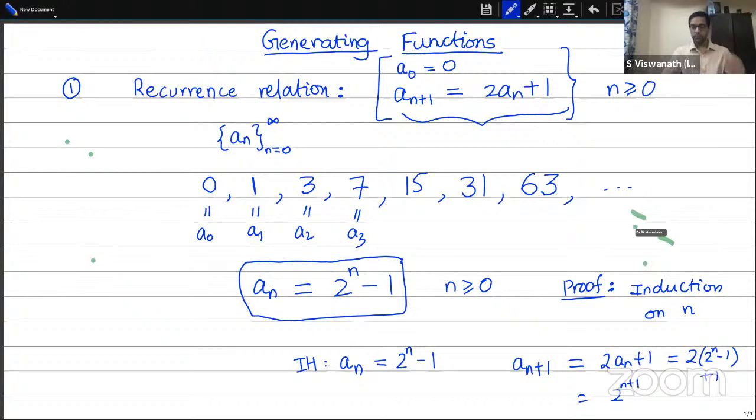Okay. I think we should just, sorry, just a second. We'll disable screen sharing, disable annotation.